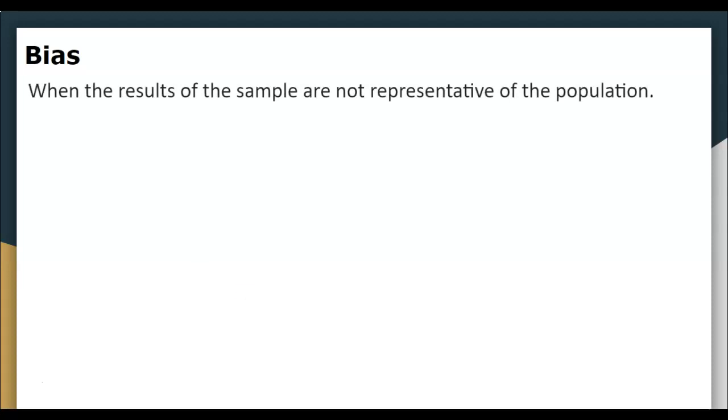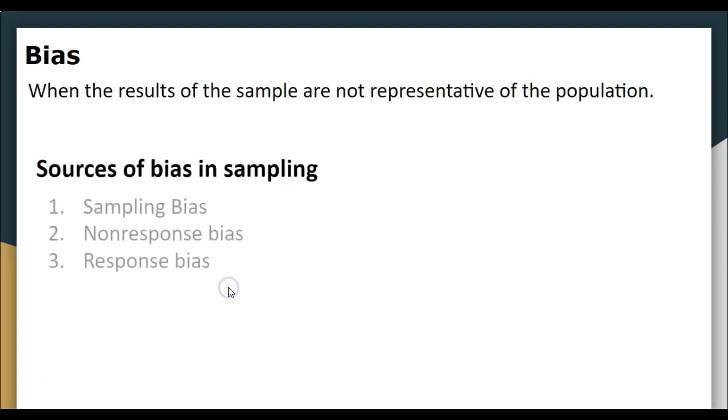Bias happens when the results of the sample are not representative of the population. In other words, bias could mean giving preference to selecting some individuals over others. It could also mean that certain responses are more likely to occur in the sample than in the population. Here are the sources of bias in sampling: sampling bias, non-response bias, and response bias.